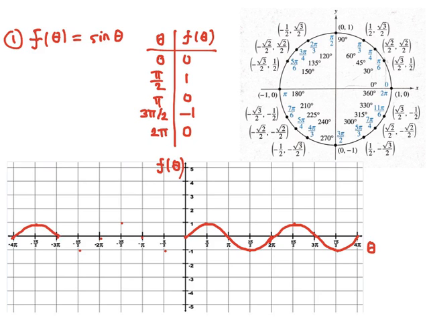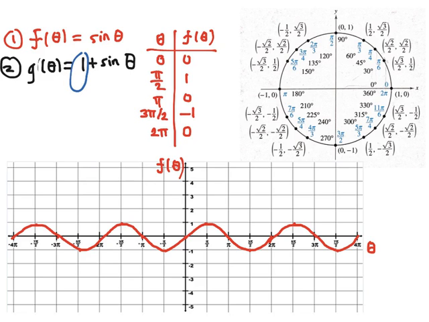Here you see 4 cycles of the parent sine wave corresponding to 4 periods of the sine function. So what we want to do now is take a look at transformations of the parent sine function. So for example, suppose you have g of theta is equal to 1 plus sine of theta. So what does this 1 do to the graph of the parent sine function?